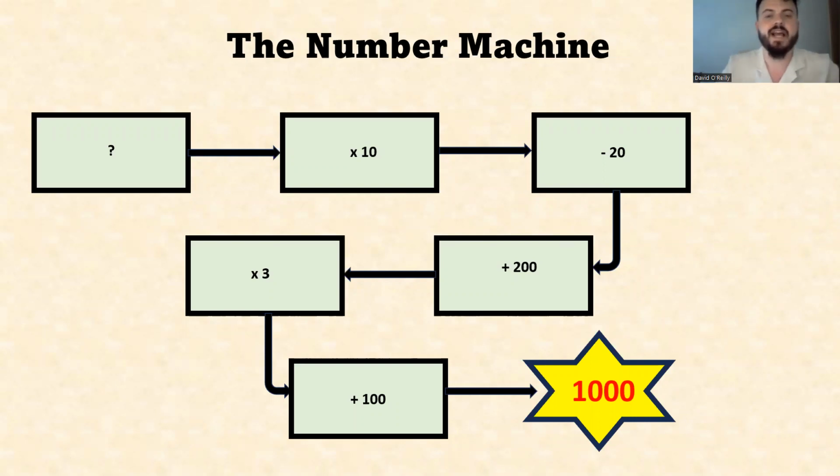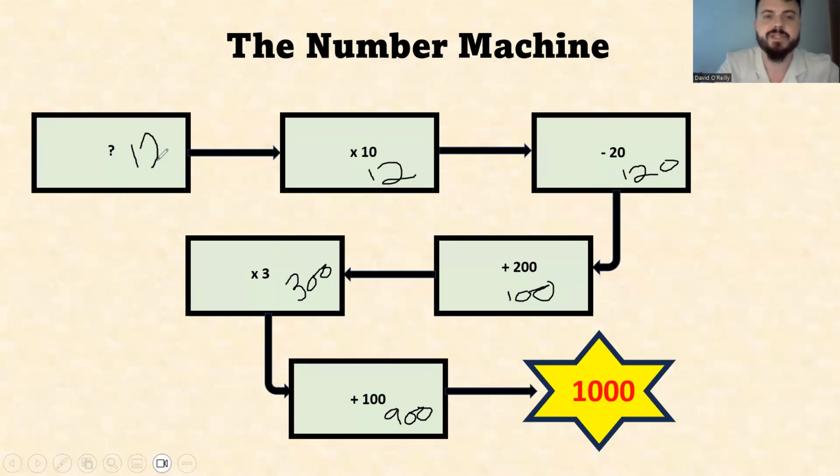All right, so let's work backwards. We've got 1,000. We need to subtract 100, which is 900. 900 divided by 3 is 300. 300 subtract 200 is 100. 100 add 20 is 120. 120 divided by 10 is 12. So the number that enters the machine must be 12.